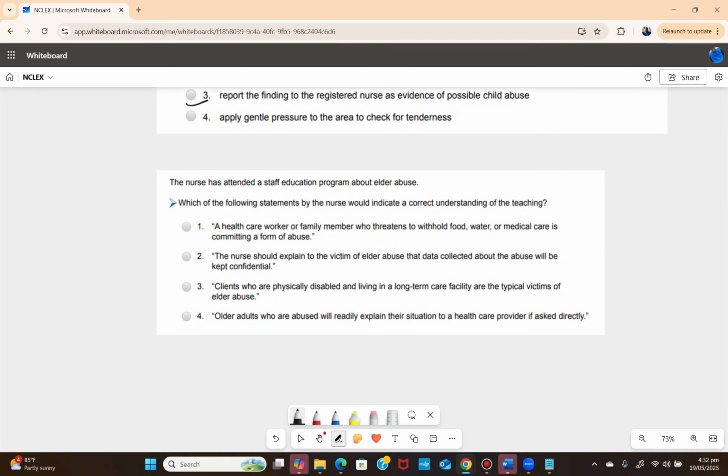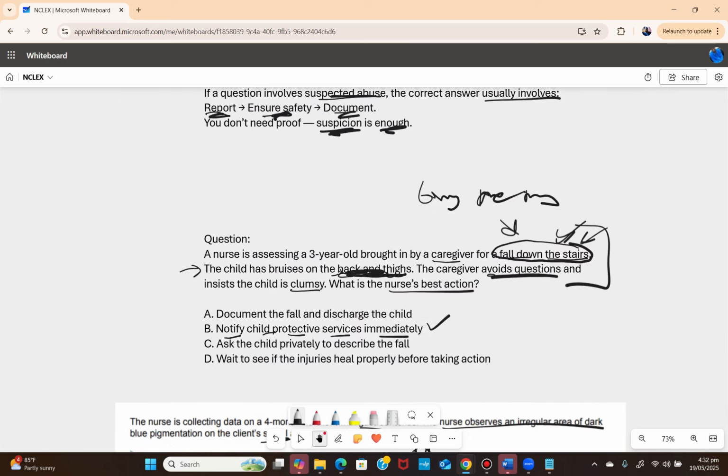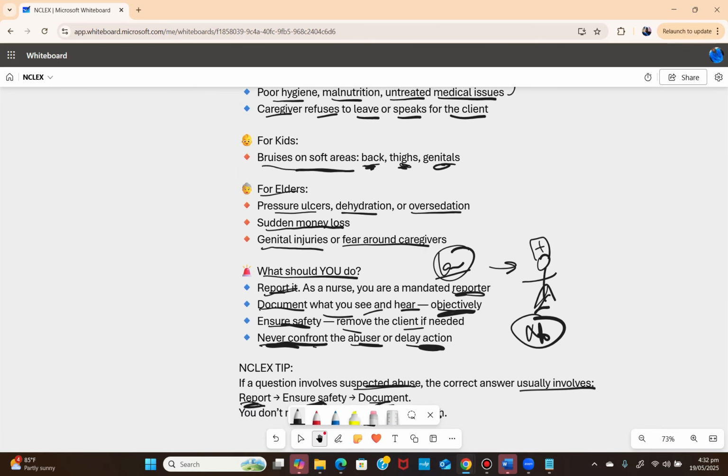Now look at this particular question. They said the nurse has attended a staff education program about elder abuse. Now, which of the following statements by the nurse would indicate a correct understanding of the teaching? So far so good. I'm giving you a clear understanding of abuse. So now let us see how you relate with that. Now, the healthcare worker or family member who threatens to withhold food, water, and medical care is committing a form of abuse. Remember we said that, right? If you threaten to withhold food, water, medical care, guess what? See what is going to happen when you do that.